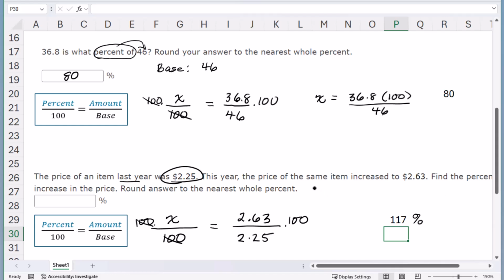I'm going to try to draw a quick picture. Last year's price, this is the base, was $2.25. And then there was some kind of increase. And those two things together lead to a price of $2.63. So it increased to $2.63. So if I do the same thing in percentages, my before price is 100%.